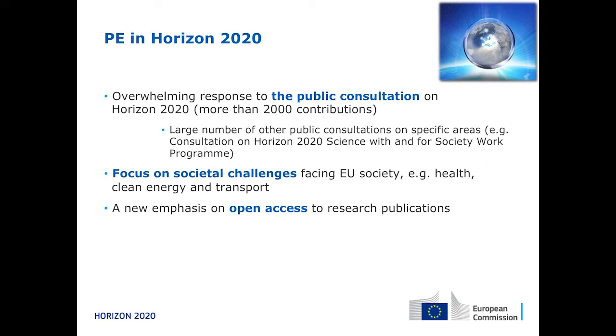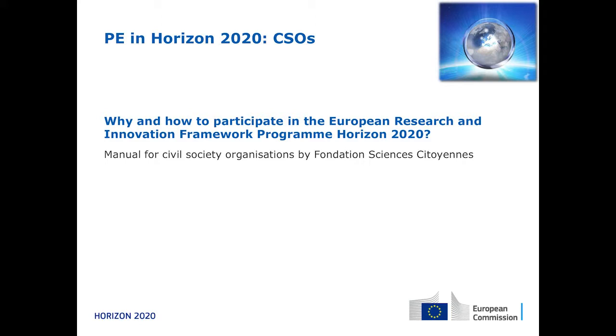What has been done until now in Horizon 2020 as part of, we could say, public engagement activity? There was a very large public consultation on Horizon 2020, open consultations. So all kinds of civil society stakeholders' responses, not only from research, were received. The fact that one of the main focuses of Horizon 2020 is on societal challenges is also expected to increase public engagement. And there is a new emphasis on open access to research publications. For more information, I would recommend, if you're interested, an online manual for civil society organizations on how to participate in Horizon 2020.